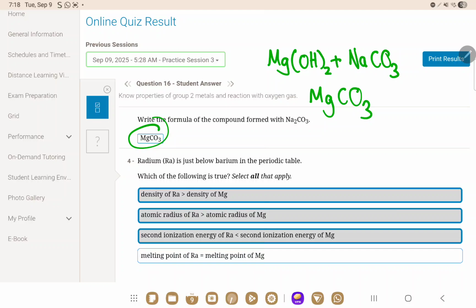Radium is just below barium in the periodic table. So we said density increases as we go down, so it's going to have a higher density. So yes. Atomic radius we said also increases. Second ionizing energy of Ra is smaller than that of Ba, yes, because ionizing energy decreases. Melting point equal, definitely no.